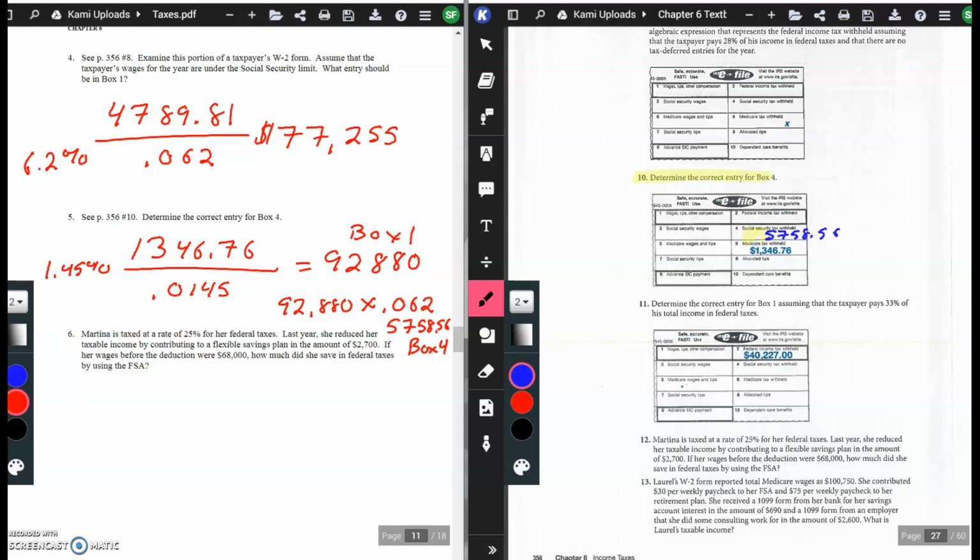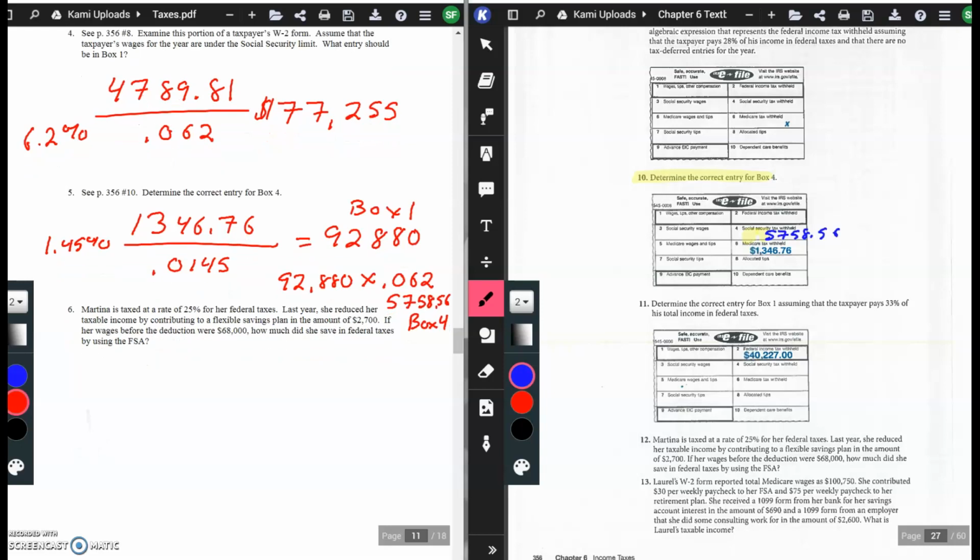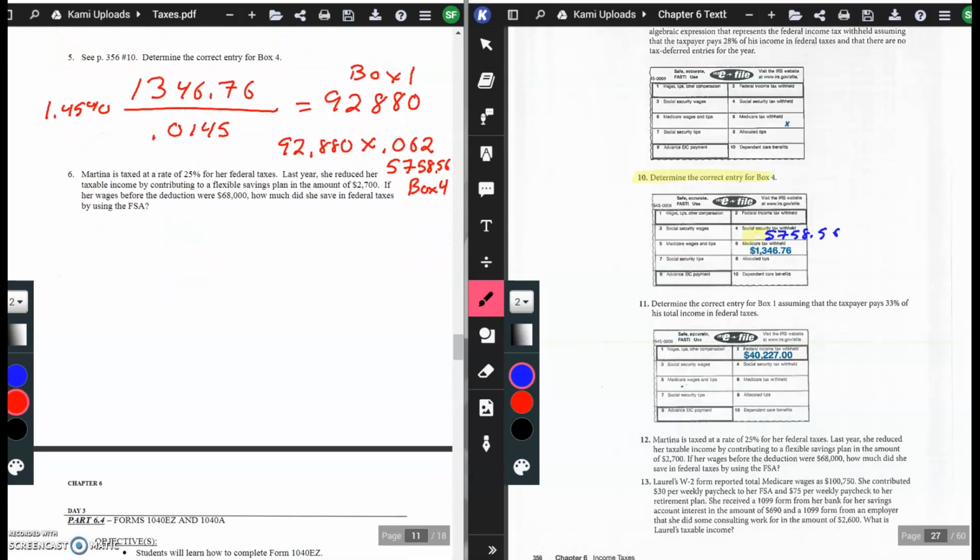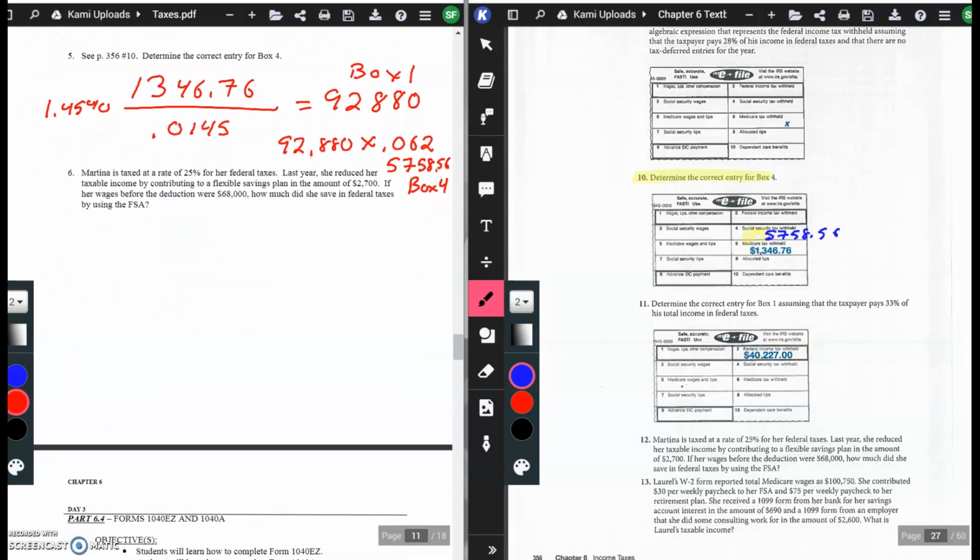So those W-2s will be filled out for you from your employer. Number 6, it says Martina is taxed at a rate of 25% for her federal taxes. Last year, she reduced her taxable income by contributing to a flexible savings plan. Remember the FSA, in the amount of $2,700. If her wages before deductions were $68,000, how much did she save in her federal taxes using the FSA?